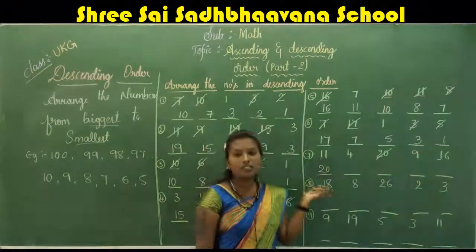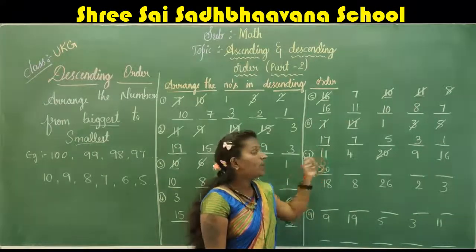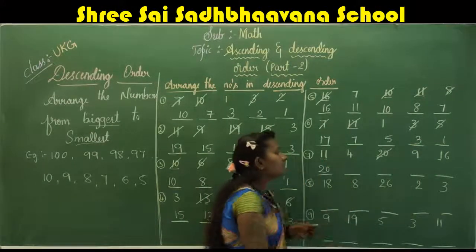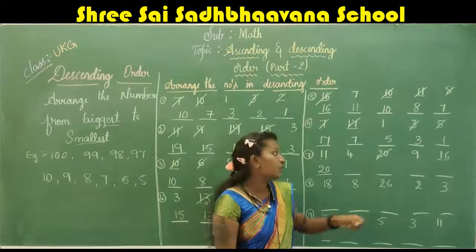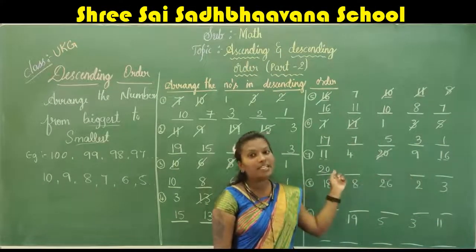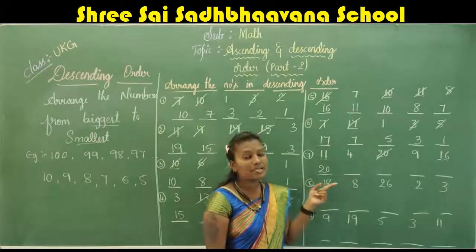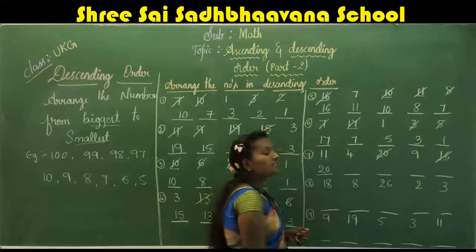So 1 is equal to 1. Now what do we have to do? We have to observe the 1's place numbers also. Here also 1 is there, but here 6 is there. So 6 is bigger than number 1. That's why number 16 is the biggest number. This 16 we have to cancel.